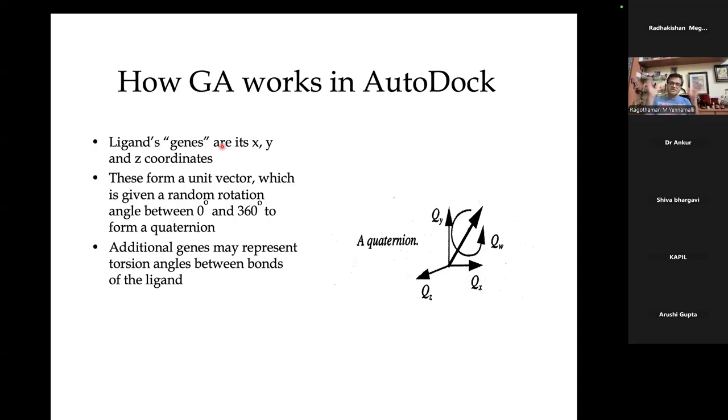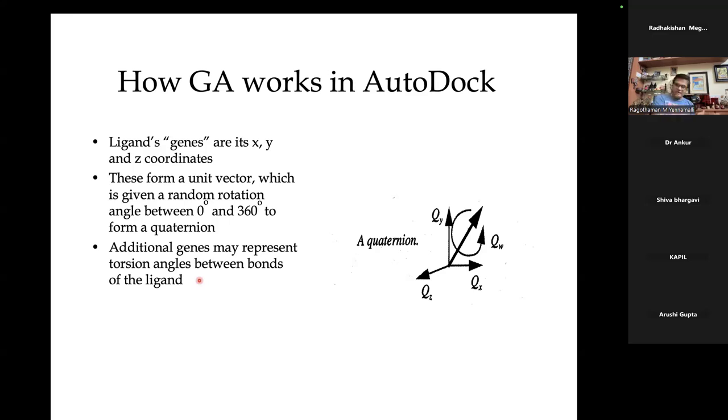So when you have this kind of a setup, what is happening is, like I said, the conformation search space is like a hill and valley representation. You can jump between different conformations in the valley, and you can quickly come to the energetically stable conformation for that molecule. You can have many different genes. Apart from XYZ, you can have torsion angles between the bonds of the ligand. All those things can be taken up as genes.